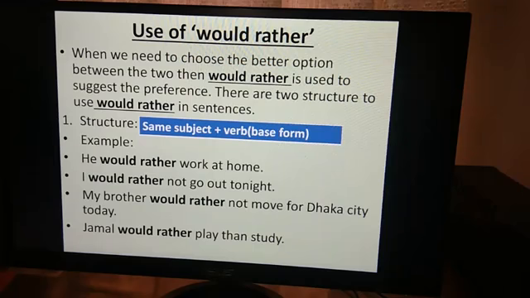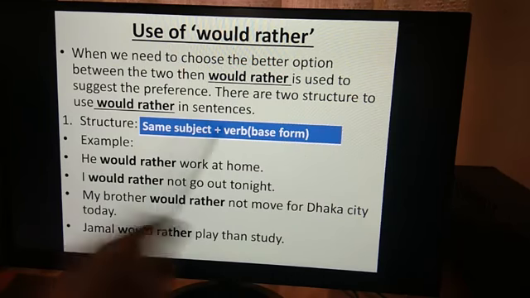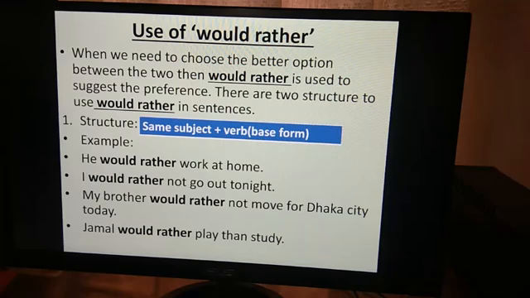Jamal would rather play than study. Jamal, one subject. Study and play both will be done by the same subject, Jamal. That is called the same subject. Both the work will be done by the same one. Jamal would rather play than study. So playing and study done by the same subject Jamal. So between the two, Jamal chooses the better option for him, that is playing. Jamal would rather play. Subject, verb in base form, than study. Okay.